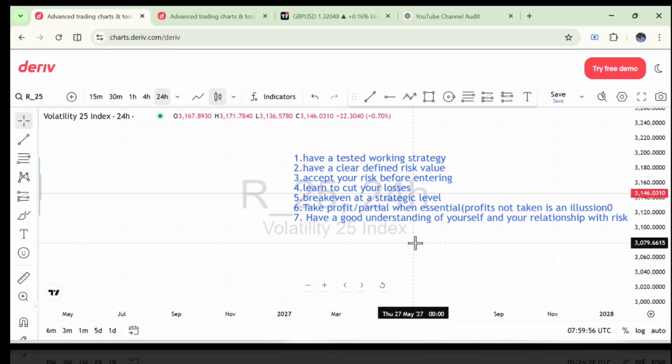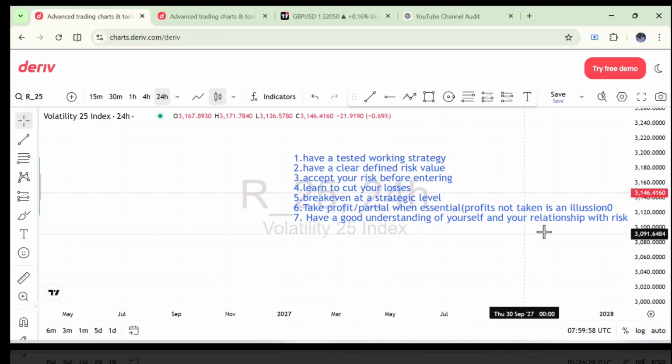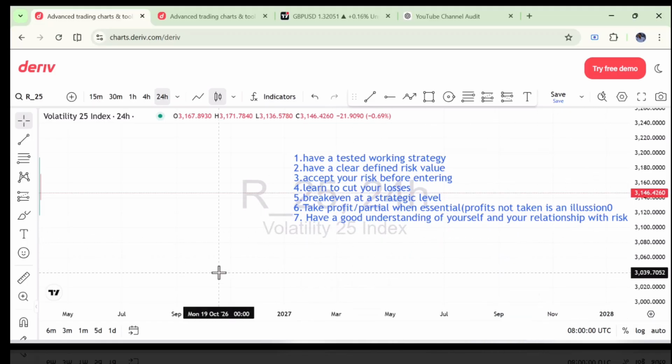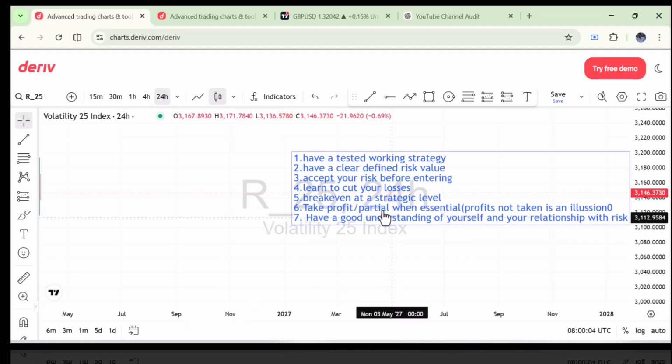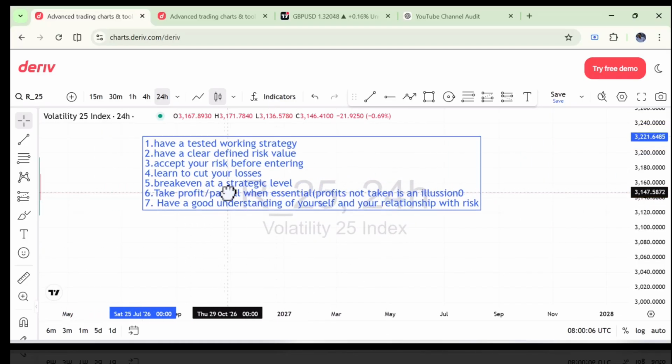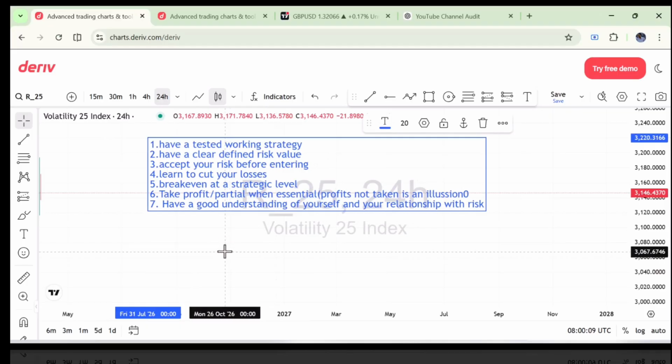Now, the last but not the least is to have a good understanding of yourself and your relationship with risk. This is something you need to really understand. This is what makes you a good trader. You must understand yourself to a good extent. That is why I say have a good understanding of yourself. Know what your risks are, know how much risk or how much blow you can take in the market.